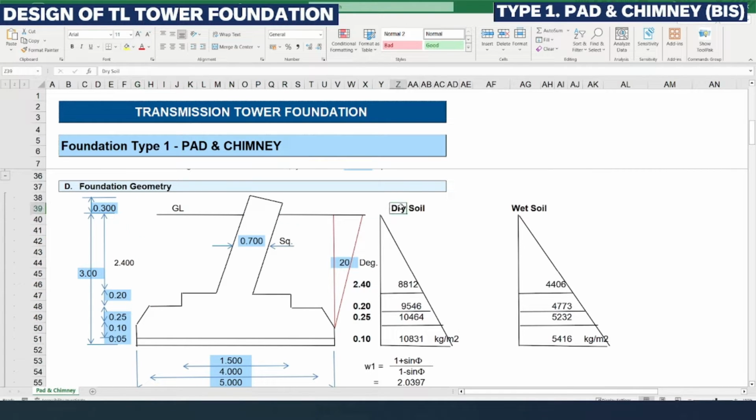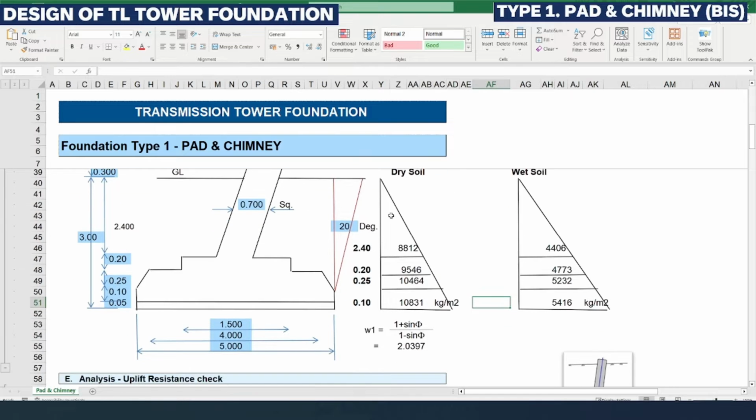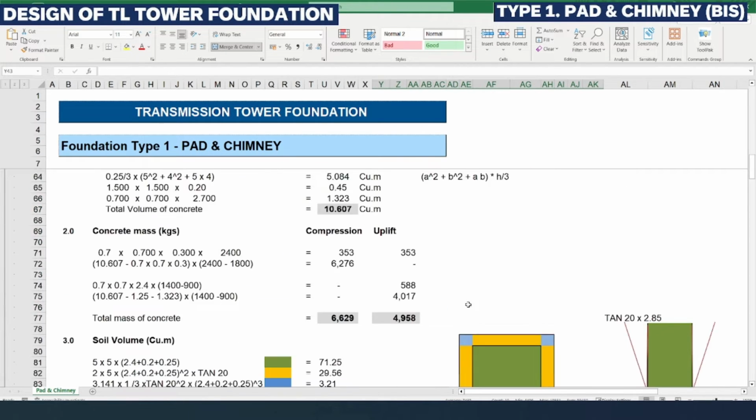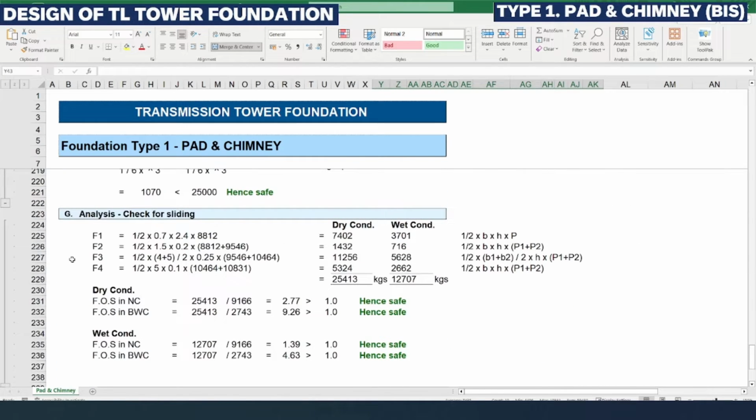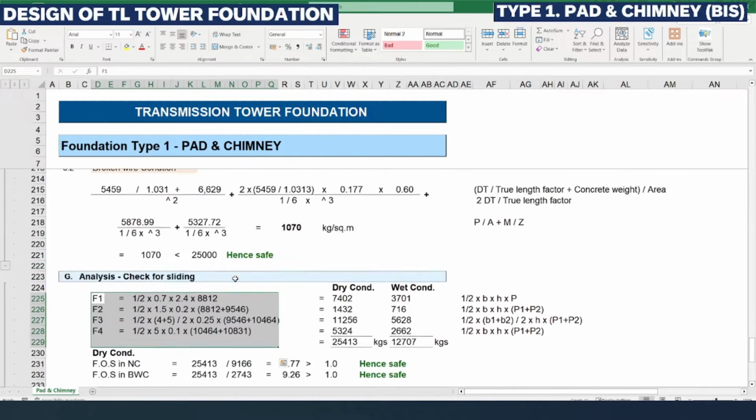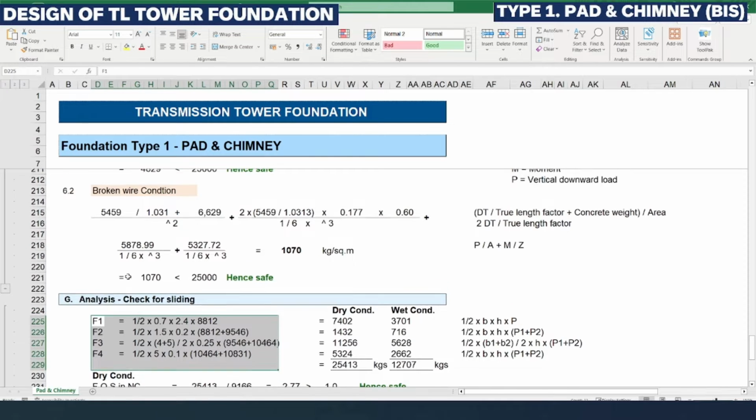On the right hand side you can see the dry soil and wet soil passive earth pressure, which we had calculated already, in kg per meter square. So there are 4 stages, 1, 2, 3, 4 in both wet and dry soil. That is why we are having F1, F2, F3, F4.